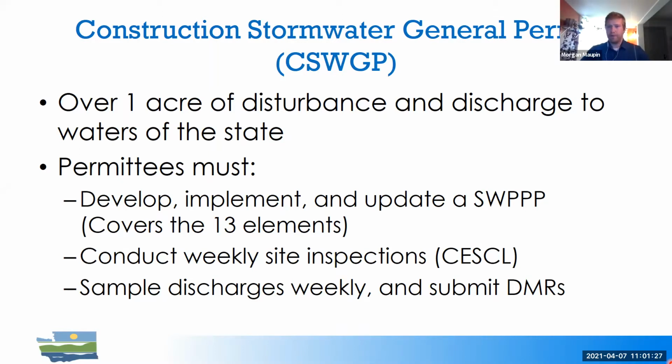If you have this permit, permittees are required to first develop, implement, and update a stormwater pollution prevention plan, or a SWPPP, which covers the 13 elements of a construction site, which is also covered in the Municipal Stormwater Permit. They're required to have a certified erosion and sediment control lead, or a CESCL, conduct weekly site inspections. They're also required to sample stormwater discharges weekly, for turbidity and sometimes pH, depending on the project, and then submit those sampling results as discharge monitoring reports to Ecology.